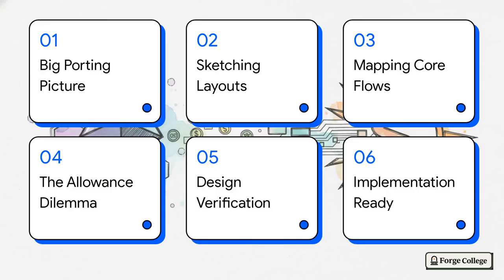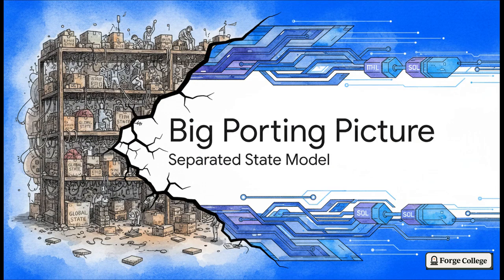Here's the master schematic for today. We'll start with the big porting picture, sketch out our account layouts, map those core flows, tackle the allowance dilemma, verify our design, and finally, make sure we are 100% implementation ready. All right, let's jump right into Section 1, the big porting picture.